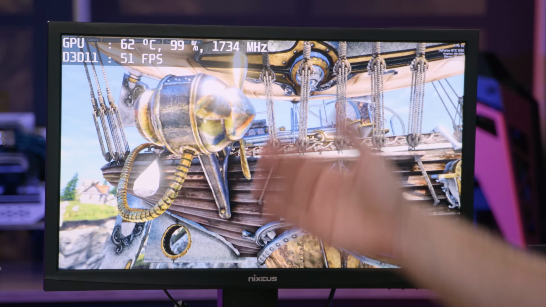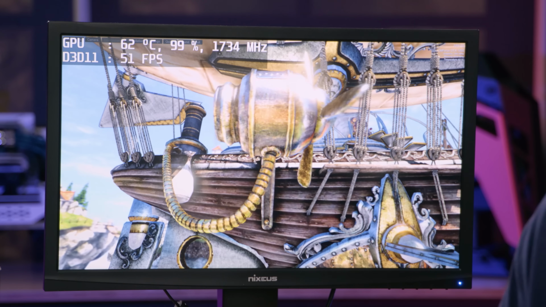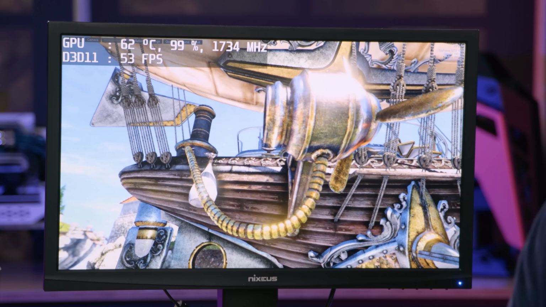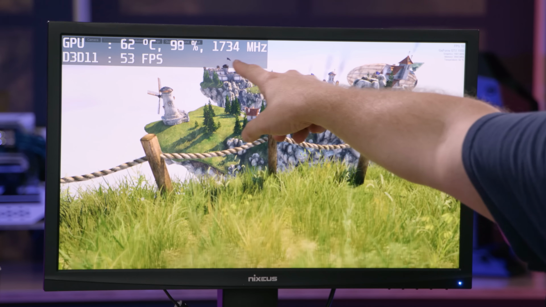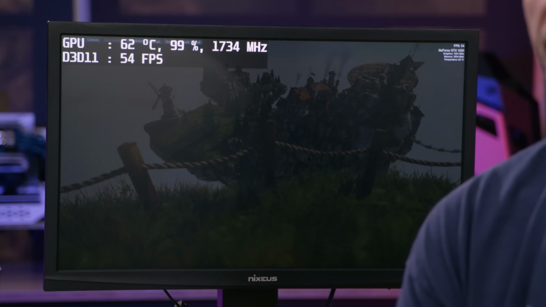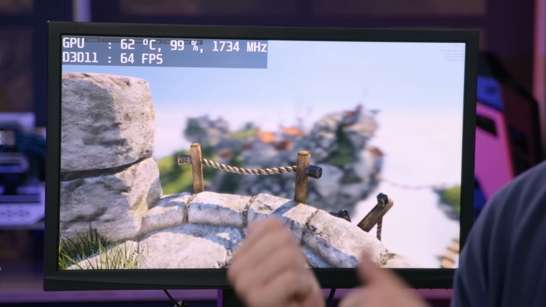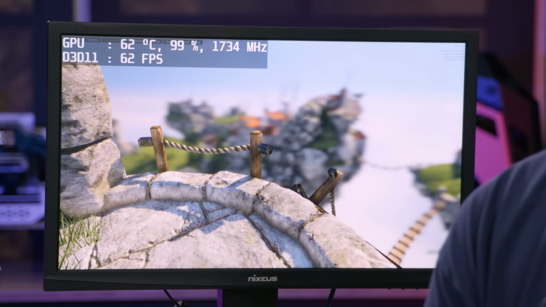You can see right here, we've had this test running for a while now. It's made quite a few loops. The temperatures have equalized. It's sitting at 62C. You can see we got the GPU running at 99% load, and that's at 1734 megahertz. That's GPU Boost 3.0. That speed is faster than what the box advertises, and it's faster than what the manufacturer advertises, because GPU Boost 3.0 from NVIDIA is a self-overclocking utility.